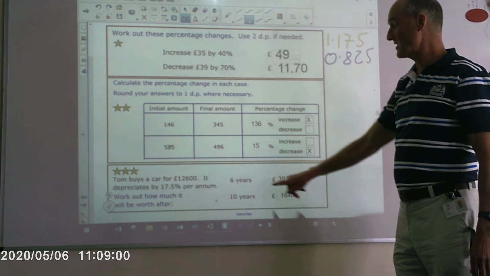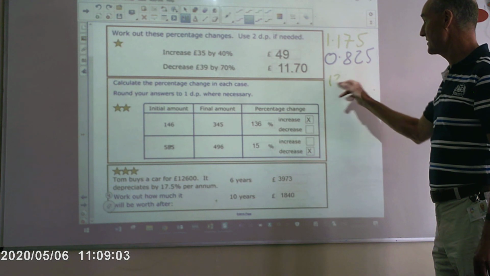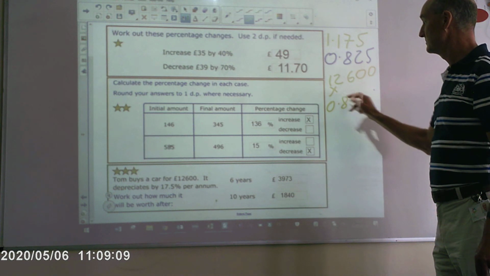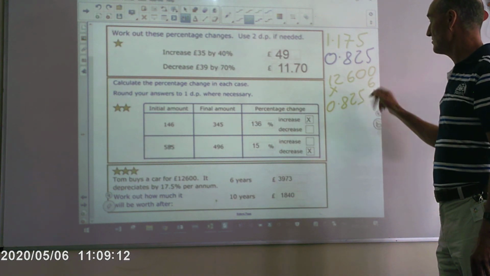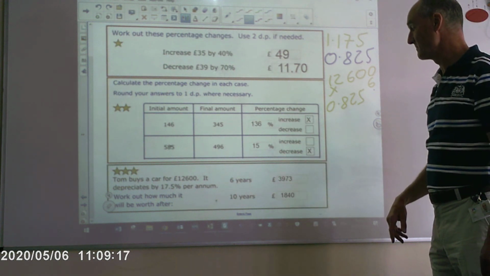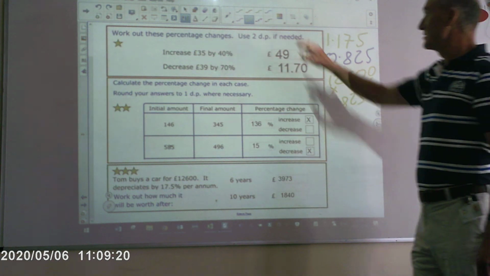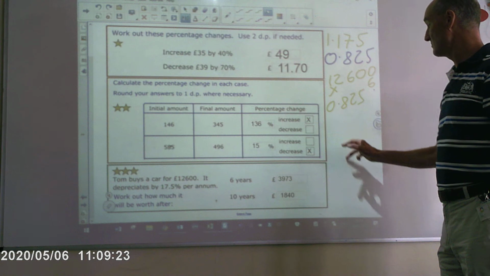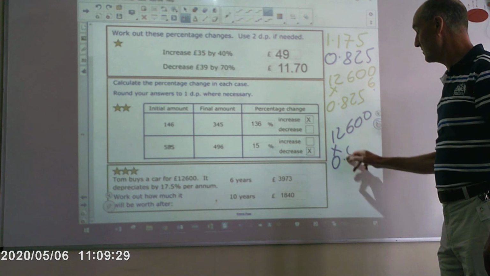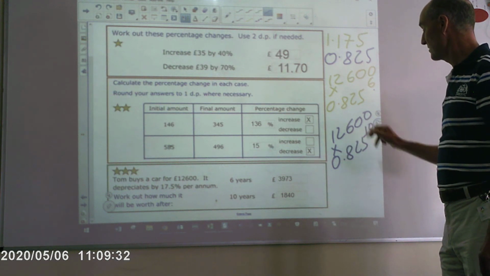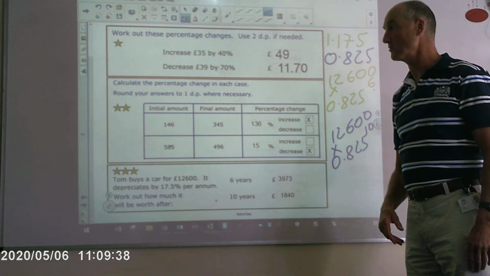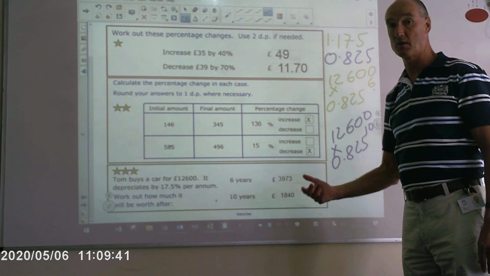So for the first part of the calculation for 6 years, you're going to have your 12,600 starting figure. Use your multiplier. You use that multiplier 6 times, so you're raising it to the power of 6. And that gives you your solution, 3,973. Similarly, over 10 years, start off with your 12,600, multiply by your multiplier, this time raised to the power of 10, and that gives you your solution of 1,840. Cars, not a particularly good investment. So that's your starter activity concluded and completed.